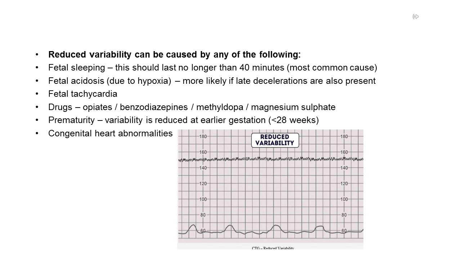Reduced variability can be caused by any of the following. Fetal sleeping, this should last no longer than 40 minutes, most common cause. Fetal acidosis, due to hypoxia, more likely if late decelerations are also present. Fetal tachycardia. Drugs: opiates, benzodiazepines, methyldopa, magnesium sulfate. Prematurity, variability is reduced at earlier gestation, less than 28 weeks. Congenital heart abnormalities.